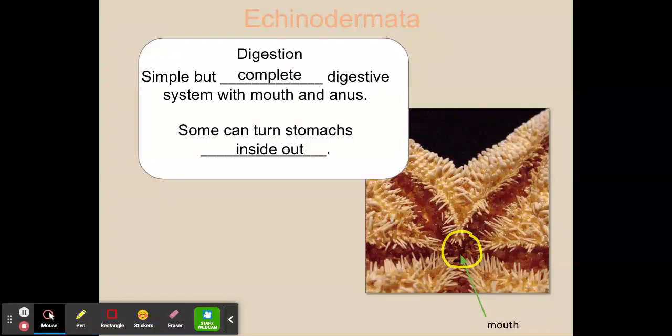So they'll push their stomach out into an organism that they're trying to digest, and they'll release the digestive enzymes that are in their stomach, and it will dissolve it. They like to eat a lot of bivalves from the Mollusca phylum, so a lot of clams and mussels and things of that nature. And I have a really cool video to share with you in just a minute. But they basically digest the visceral mass into almost like a soupy matter, and then they suck it back into their bodies.